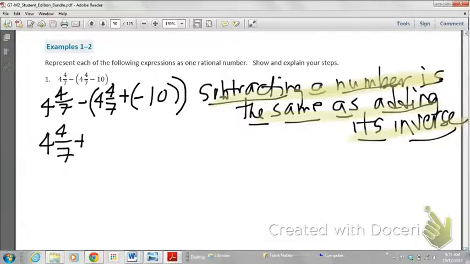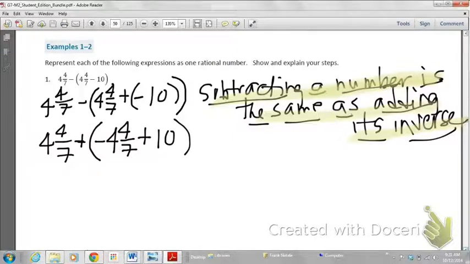So we're going to add, okay, and what we do inside of this is take the sum of its opposites. So the opposite of 4 and 4/7 is negative 4 and 4/7, okay, and the opposite of negative 10 is 10, okay. That makes things really clear, and you can just look at that step and what that has done for us. It's made things incredibly clear.